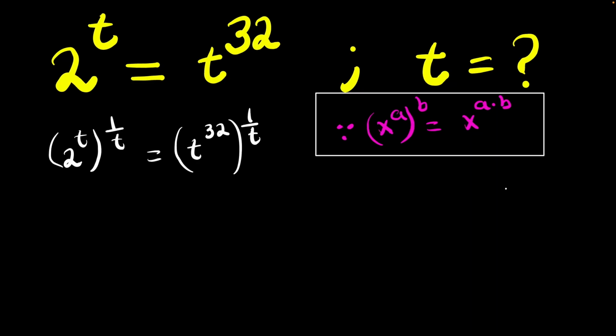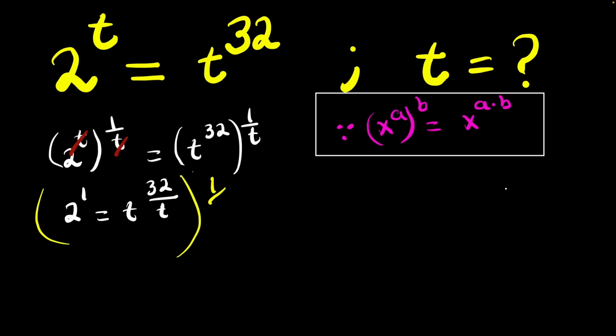So here, what I'm gonna do is eliminate t by t, and now we have 2 to the 1 is equal to t to the 32 over t. Nice. So now I wanna get rid of 32 as well. In order to get rid of 32, I'm going to raise both sides by 1 over 32.